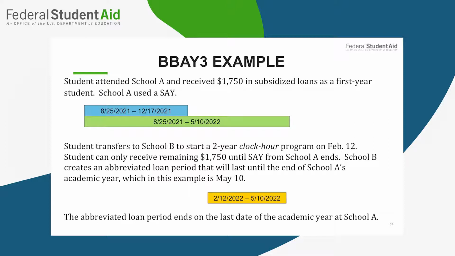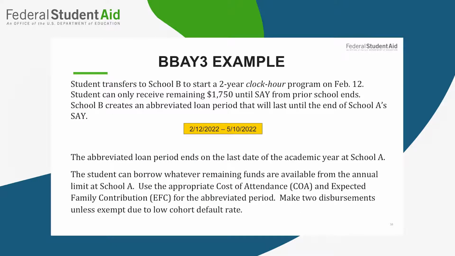What School B has to do here is they create an abbreviated loan period that starts when the student starts, in this case, February 12th, and it ends at the last day of School A's scheduled academic year. So there's a short abbreviated loan period here that has the starting date of February 12th and the ending date of May 10. That is the abbreviated loan period, and it ends on the last day of the academic year of School A. So the student transfers to School B. School B creates this abbreviated loan period. The student can borrow whatever remaining funds are available from the annual limit at School A.